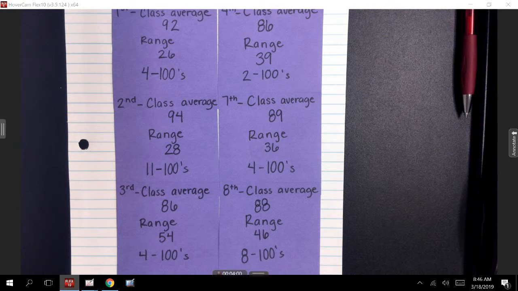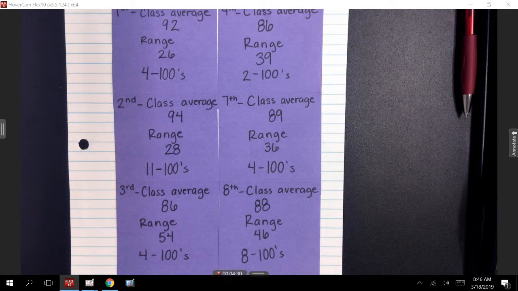That is awesome. So this is what you look at the range for. First period's range is 26. Y'all's range is 28. Since their range is smaller, only by 2 points, what does that mean about their numbers? That their lowest number could be two less than. So in general, their grades were a little bit closer together. First period's range is a smaller number because their numbers were closer.